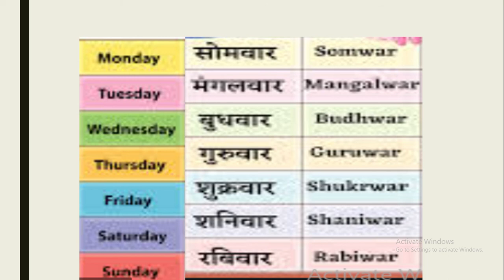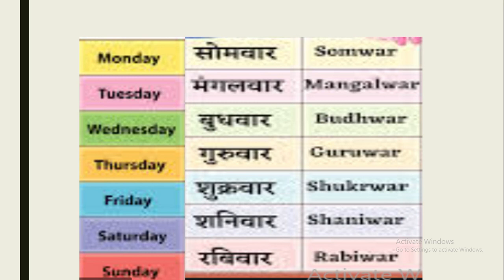Tuesday, Mangalvar. Say five times. Mangalvar, Tuesday. Okay, Ravivar, Sunday. Somvar, Monday. Mangalvar, Tuesday. Say once again. Ravivar, Sunday. Somvar, Monday. Mangalvar, Tuesday. Then what is the fourth day?